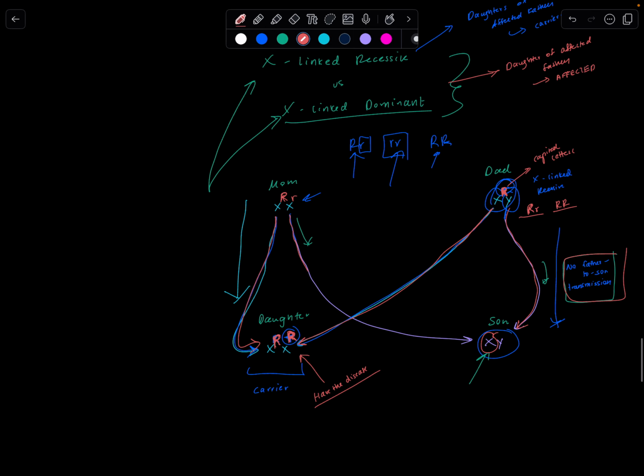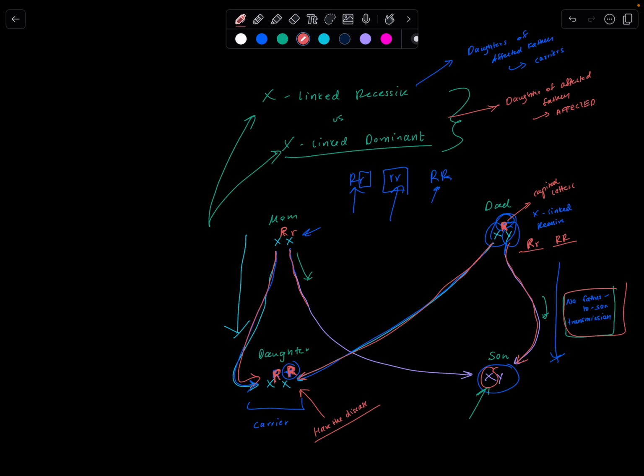So I hope that made sense, and I hope that if you try to draw out this chart, you won't have to memorize X-linked recessive versus X-linked dominant. You'll just understand how it works, and that will help you on exams.